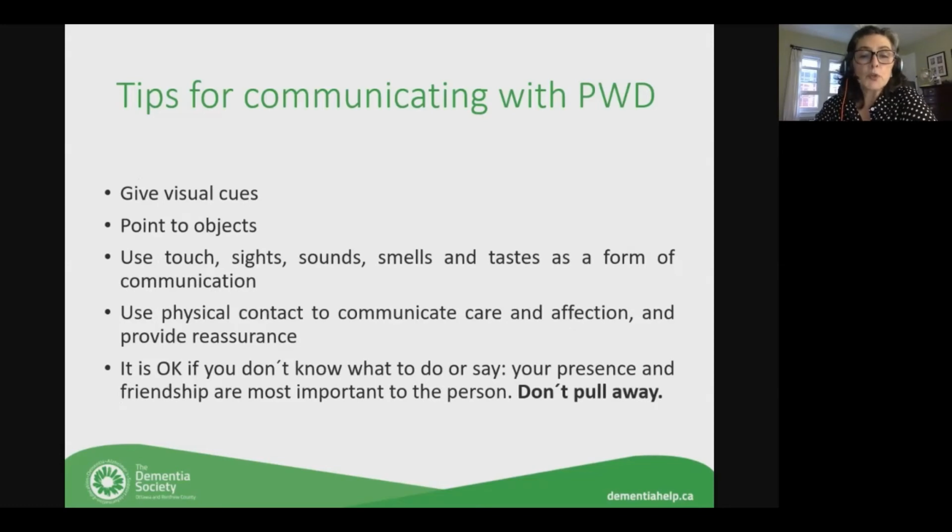Visual cues, point to objects, as I said, tell and show. Use physical contact to communicate care and affection, reassurance. And if you don't know what to do or say, it's important to know that silence is golden. If you are just there and present in an empathic way, in a supportive way, it's all you need to do sometimes.